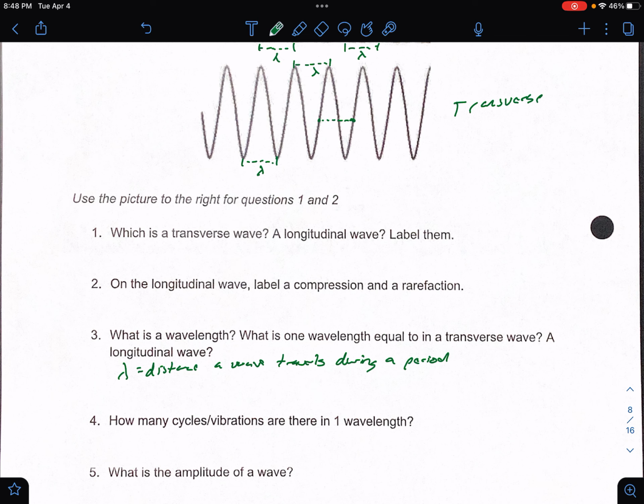Okay, what is one wavelength equal to in a transverse wave? Okay, so on a transverse wave, it is one full crest and one full trough. On a longitudinal wave, that is one full compression and one full rarefaction.